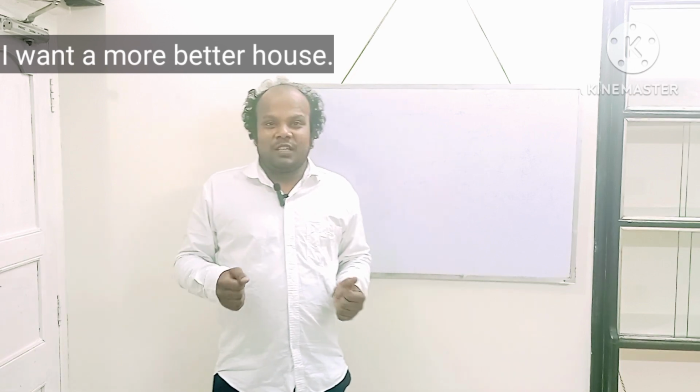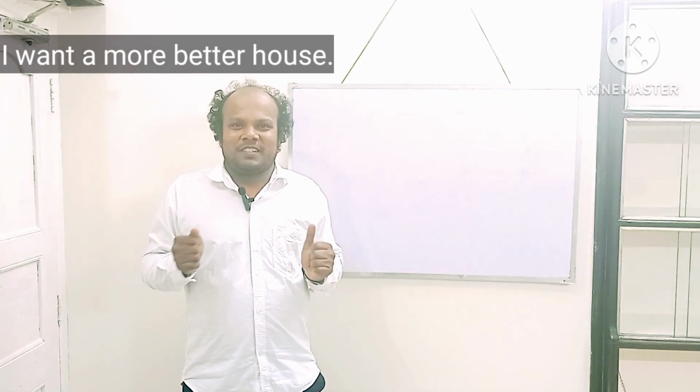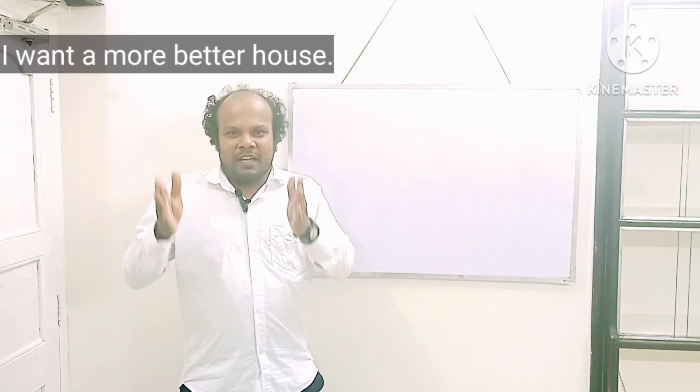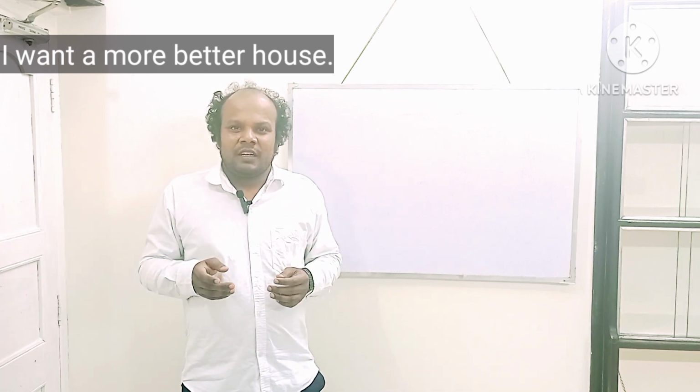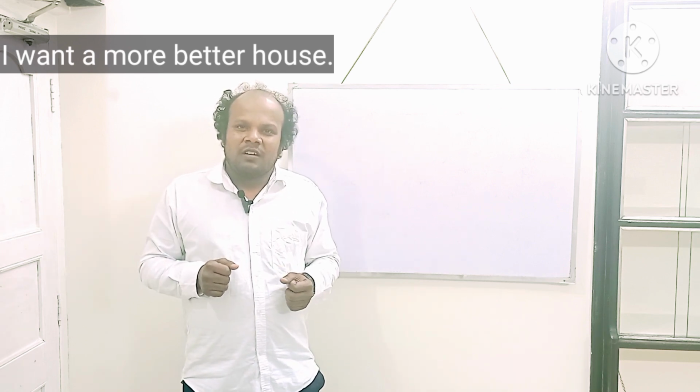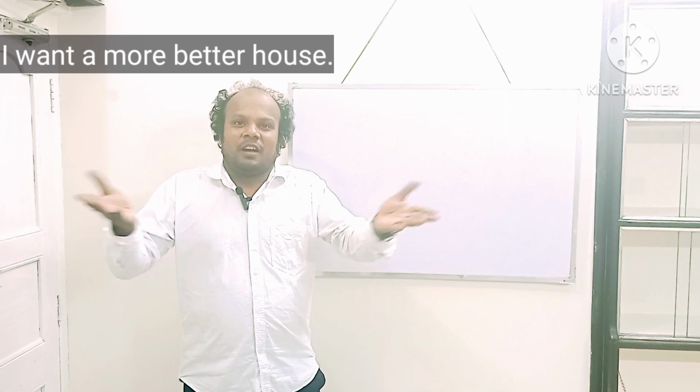So over here, what will be the rectification for the viewers? It will be easy to understand, because the sentence itself is very lengthy. So where exactly do I need to correct? The last part of the sentence. Repeat the phrase. I want a more better house. I want a better house.